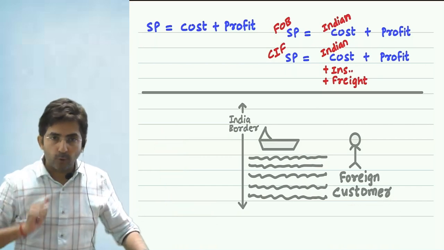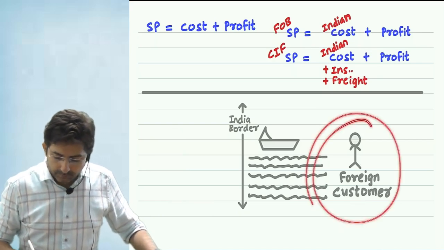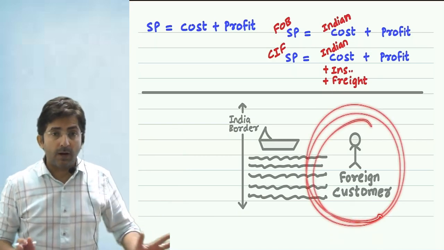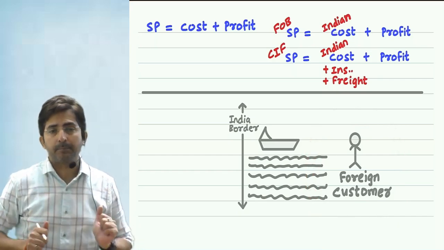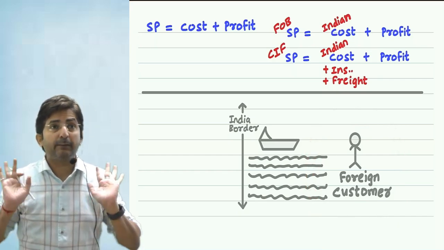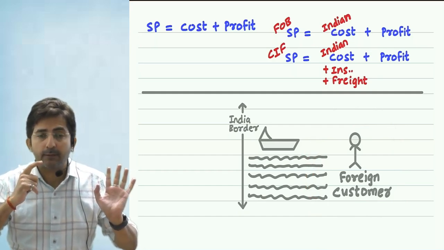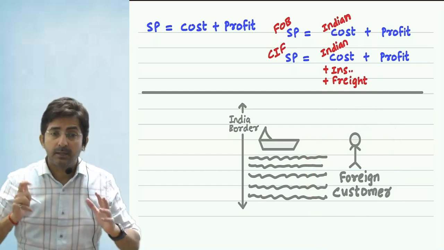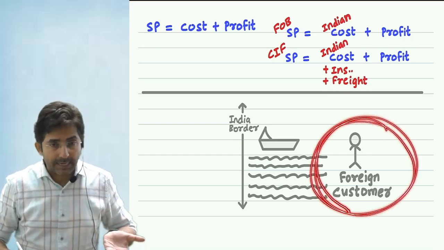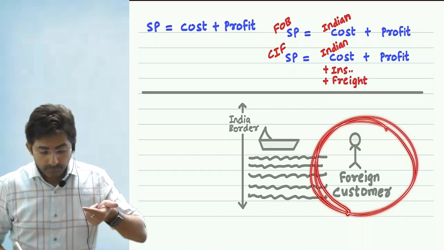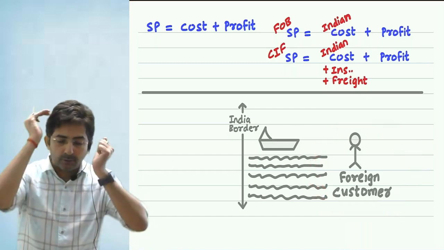You know, under FOB, what will I tell my customer? I will tell my customer, dear customer, once I board the consignment on this ship, I am free from responsibility. Listen to this sentence very carefully. What did I tell my customer? Dear customer in foreign country, once I board. Board means what? To put the consignment on the ship.